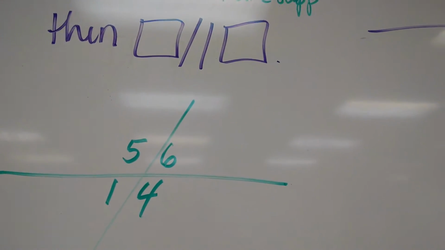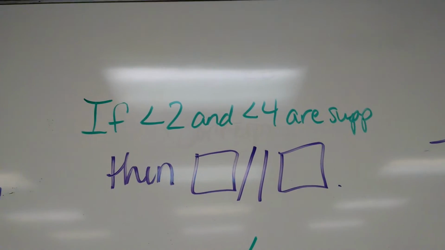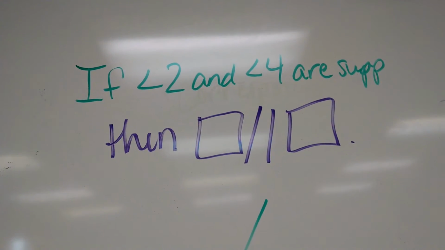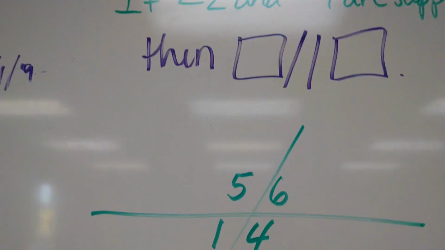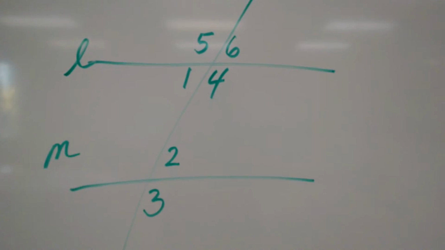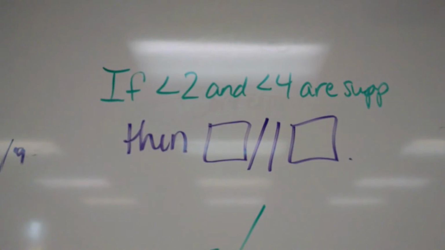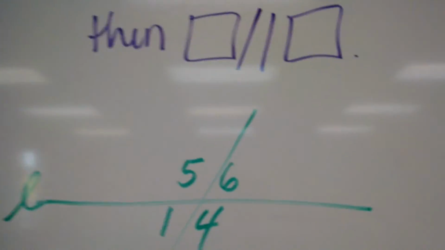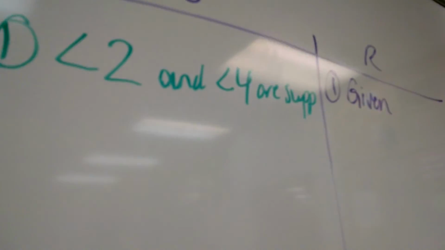So if two lines and a transversal form... And you should probably be getting this information based off of your given statement. Off to the side it says if angle 2 and angle 4 are supplementary, then blank is parallel to blank. So again, we have lines L and M. They do not tell us that these lines are parallel. We know nothing about them other than the fact that angle 2 and angle 4 are supplementary. So that again is going to be your given information. Angle 2 and angle 4 are supplementary.